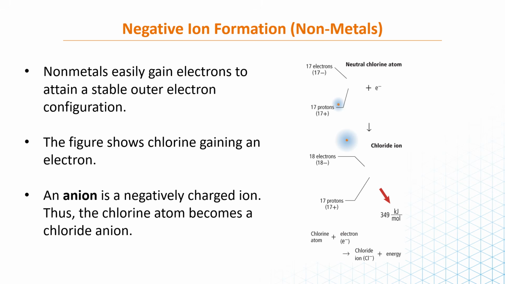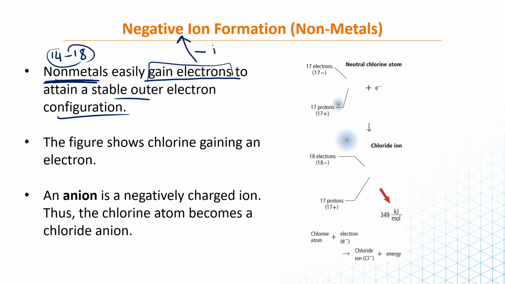Now, let's talk about the negative ions, guys. Let's talk about the negative ions. So, non-metals, mainly many of them are in groups 14 to 18, not all the elements in them, but most of them. So the non-metals can easily gain electrons. Okay, so they gain electrons, meaning they will create a negative ion.